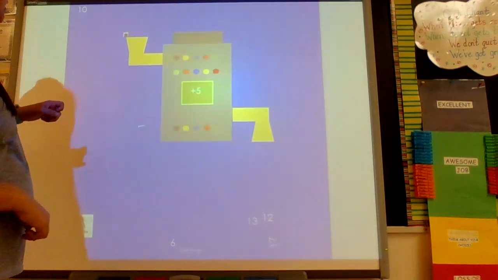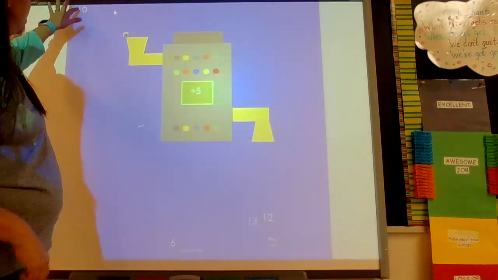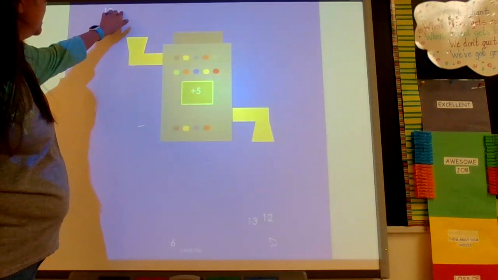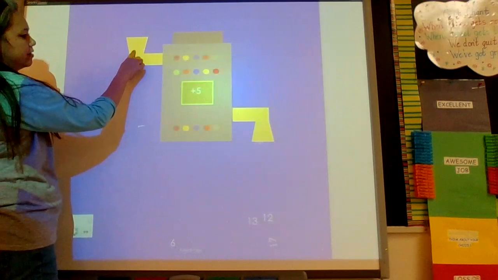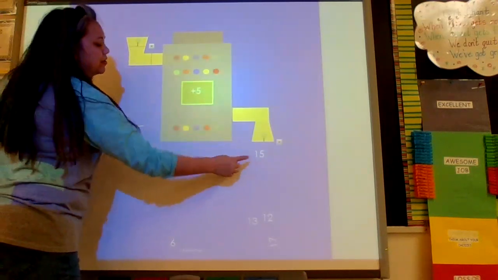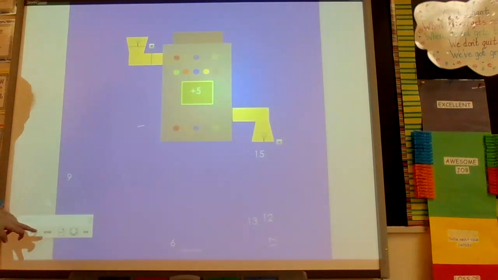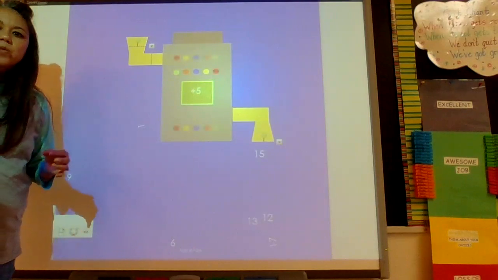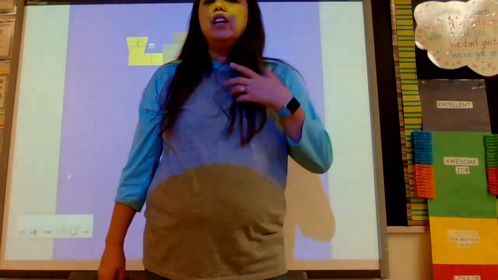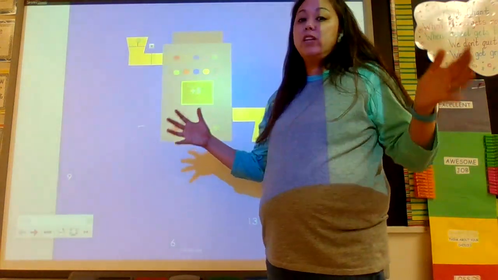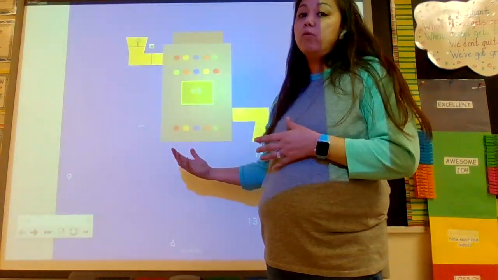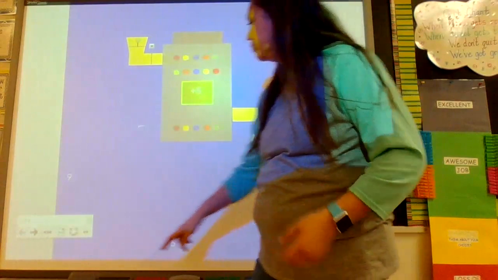Okay. On our fancy machine, if we put 10 in, you know what's going to come out if we add 5? You got it. 15 popped out. So today in our lesson, we're really going to be doing a lot of not only finding the rule, but if we know the rule, what's going to come out. Okay?